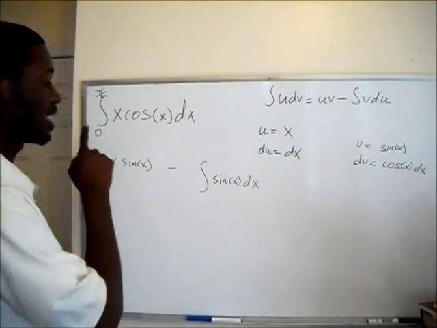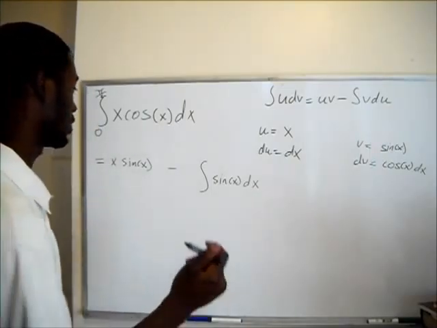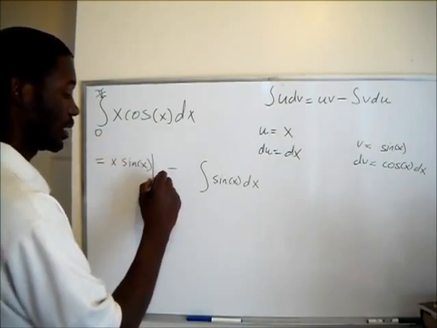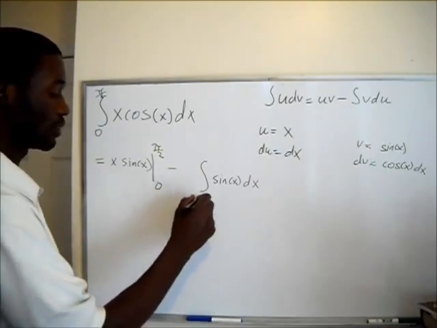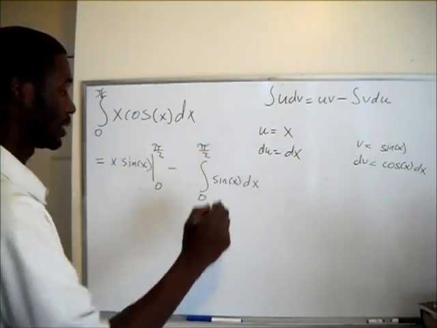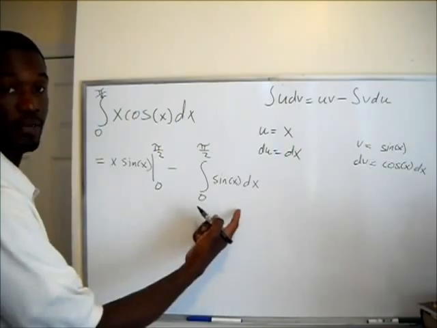So now, because this is a definite integral, we have to put our limits of integration. So it's from 0 to 2 pi, sorry, 0 to pi over 2, I need to put it here. And also here, 0 to pi over 2. Now I'm going to rewrite this part and then evaluate that integral.